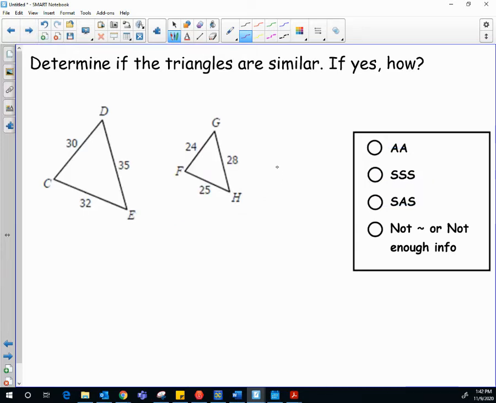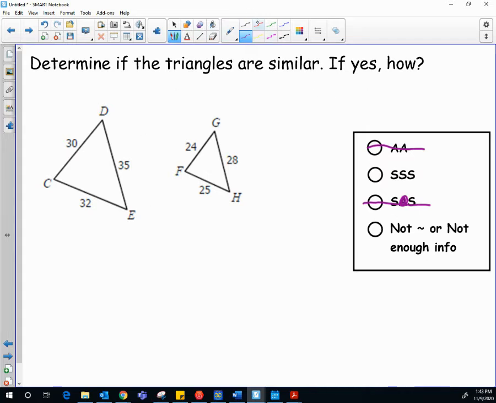All right, next one. What do we have? What can we eliminate? I see all sides. I don't see any angles. So I'm going to cross off angle, angle, because that's not going to be an option. And then I'm going to cross off side, angle, side, because I don't have any angles. So therefore, it's either going to be side, side, side, or it's going to be not similar, not enough info.